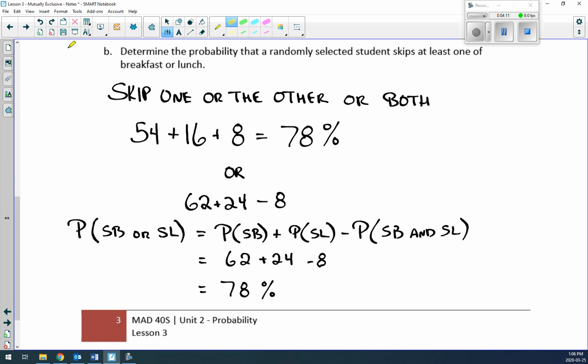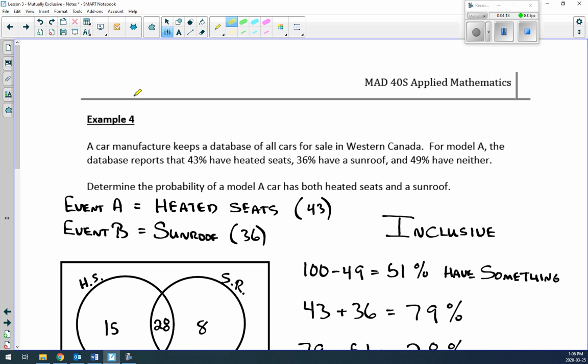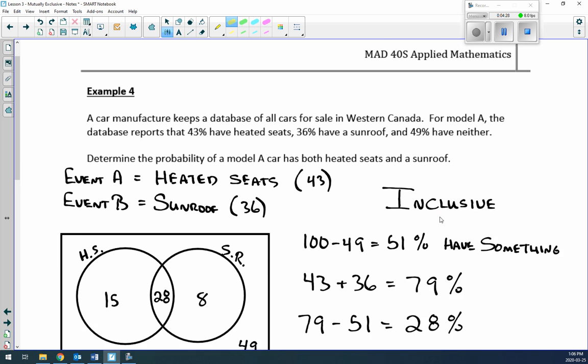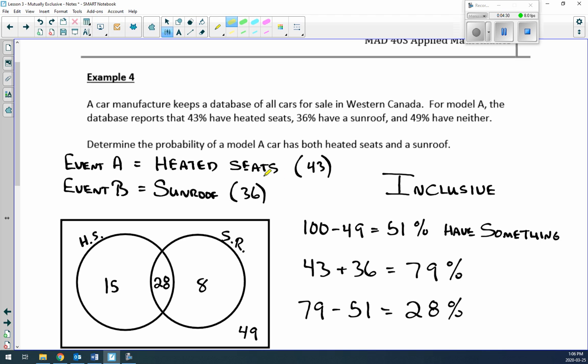Okay, let's go to the last page and do one last example in this lesson, which is car manufacturing keeps a database of all the cars in Western Canada. For Model A, that's the car we're talking about here, the database reports that 43% have heated seats, 36% have a sunroof, and 49% have neither. Okay, so event A, heated seats, 43. Event B, sunroof, 36.